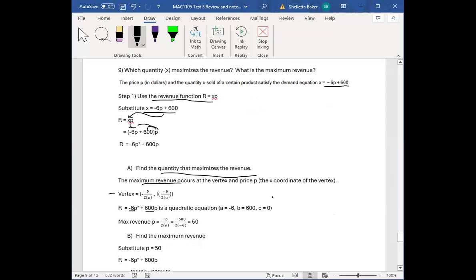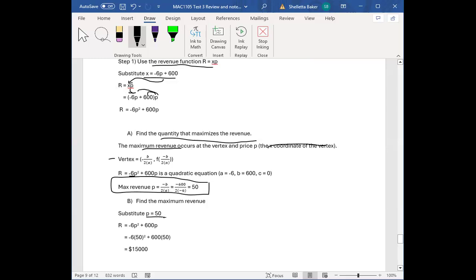So when will that occur? What is the x coordinate of that vertex? It will be 50, and that's your answer for part A. Now, what is the maximum revenue? Now that we know how many of those we have to have, which in this case is 50, we'll substitute 50 for p back into our revenue function. Everywhere we have p in that revenue function, we substitute the number 50. 50 squared times negative 6 plus 600 times 50 will give us our max revenue of 15,000.